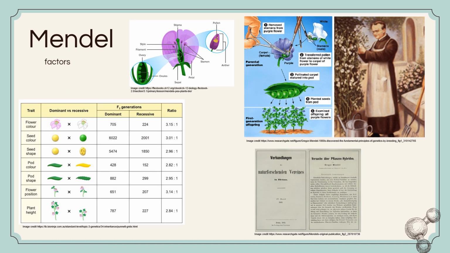Gregor Mendel is known as the father of genetics. He actually wanted to go to college and become a scientist, but his family couldn't afford it. And so he became a monk instead, and he worked in the gardens of the monastery and did amazing science there. What he did was pollinate pea plants.